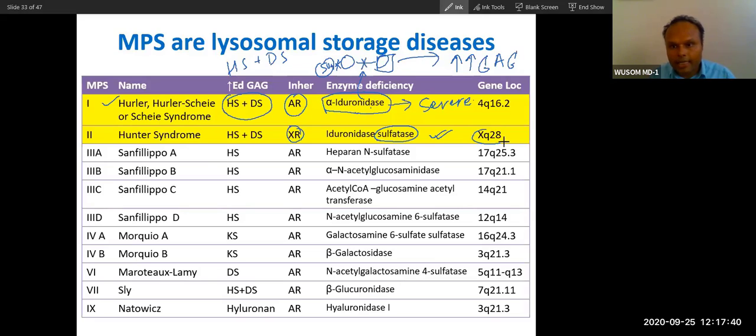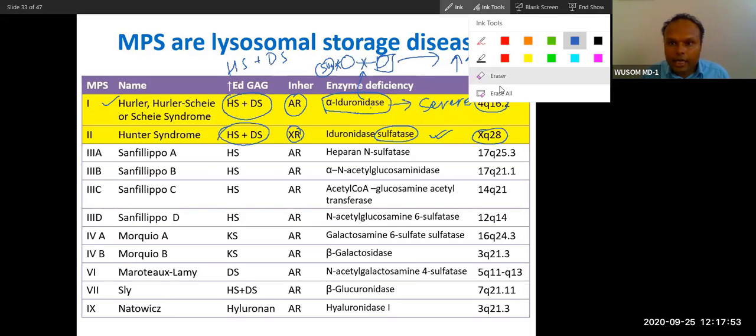This one is because of X-linked disease. This one is because of autosomal disease. Autosomal recessive, X-linked. In both cases, heparan sulfate and dermatan sulfate are deposited. Okay. Now, did you understand?